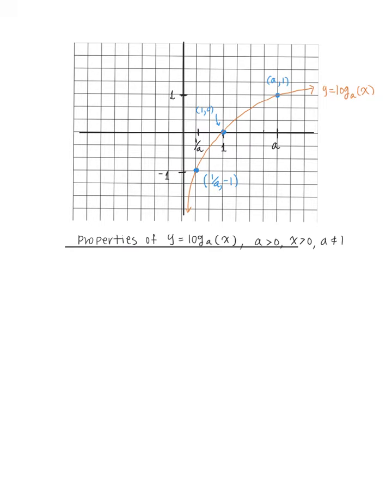Now let's write down the properties of y equals log base a of x. And again, a must be strictly greater than 0, so is x, and then a cannot be 1. So let's first go with the domain. The domain is the set of all x values where the function is defined. So again, the left tail end of the graph is never ever going to touch that y-axis. So it's never going to reach when x equals 0. So here our domain is going to be open 0 all the way up to infinity.